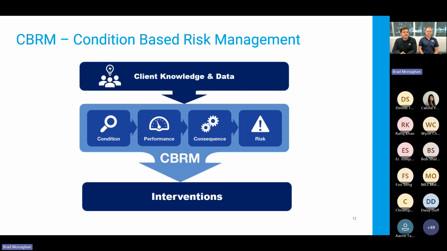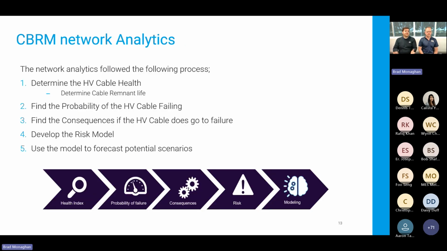Once you have the data, you start to look at all of the condition factors, all of the performance factors, how it affects the network, and what the consequences are of that cable having an outage. We combine all that and we get risk, and then we use that to look at what happens if you do different types of interventions and how that will affect the risk of your network as a whole. So this is the rough process, and this is just what we did for this particular client. It does vary a little bit depending on different networks, but this is a pretty good overview.